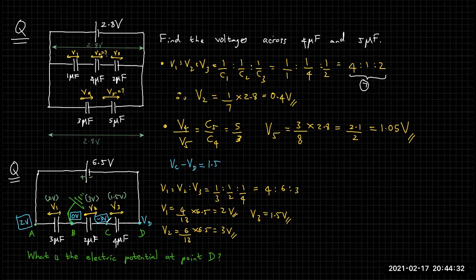So what is VC, the potential at C? That is minus 3. What is VD? We have to find it, it is equal to 1.5. So minus 3 minus 1.5 is equal to VD. Therefore, VD is equal to how much? 4.5 volts.